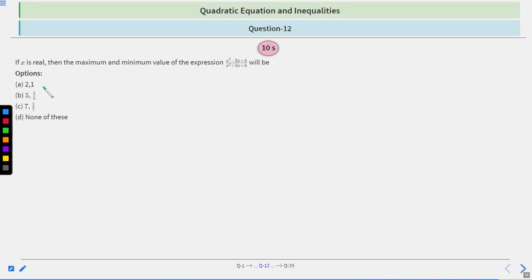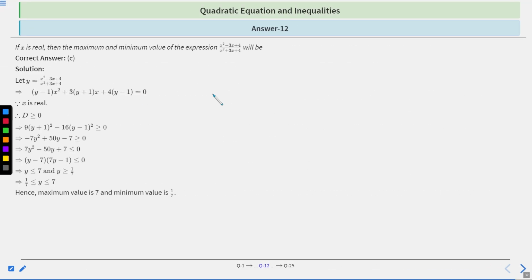Question number 12. If x is real, then the maximum and minimum value of this expression will be. So let's discuss the solution after 10 seconds. Okay, let's come to the solution part. See, we have to find the maximum and minimum value. So suppose y is equal to (x square minus 3x plus 4) upon (x square plus 3x plus 4). Now let's adjust this by cross multiplying and taking together the coefficients of x square, x and constants.